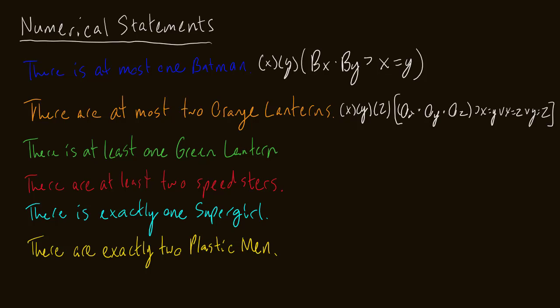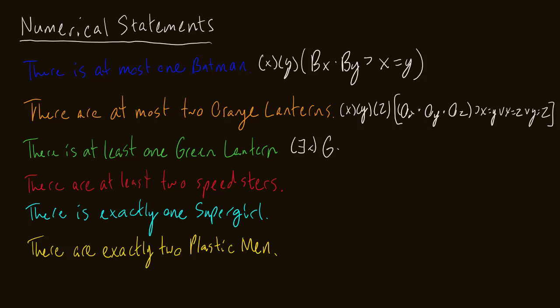So those are our "at most" sentences, but what about the opposite? What if I want to say "there are at least"? Well, for our first example, this is going to be a very easy statement. If I say there is at least one Green Lantern, then what am I going to say? I'm just going to say there exists an x, there's something in this universe, and that's it. It's a Green Lantern. That's it. I didn't even need these parentheses.